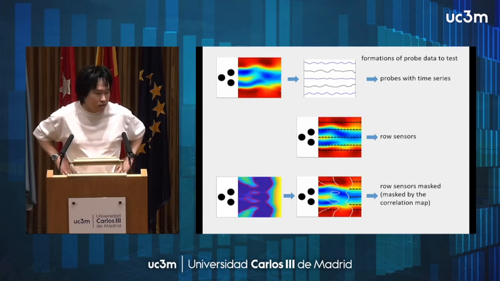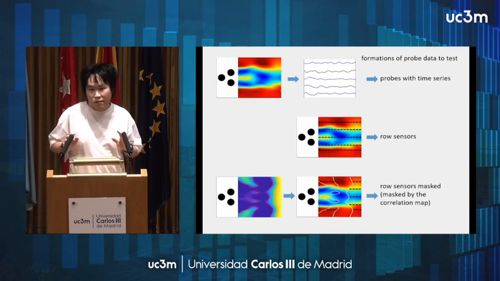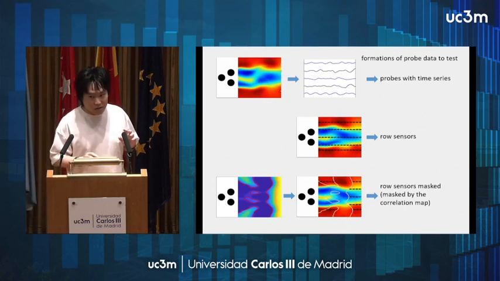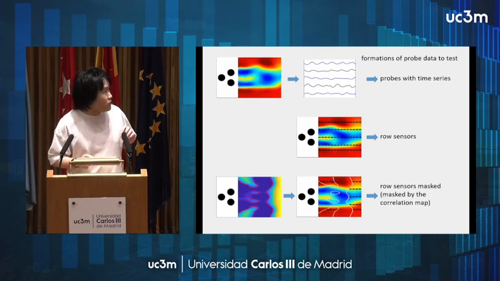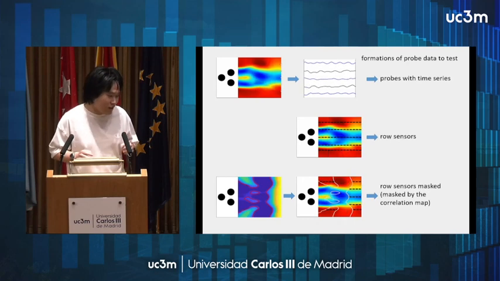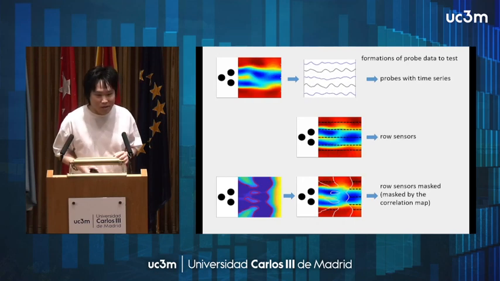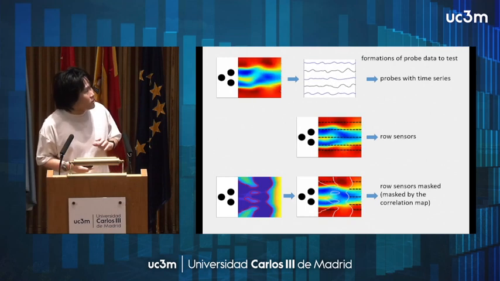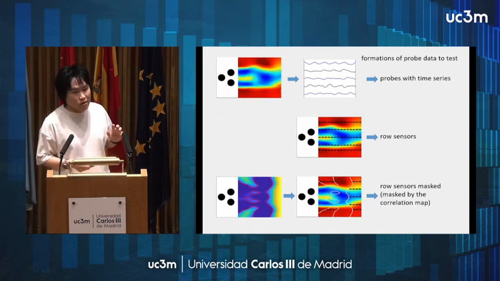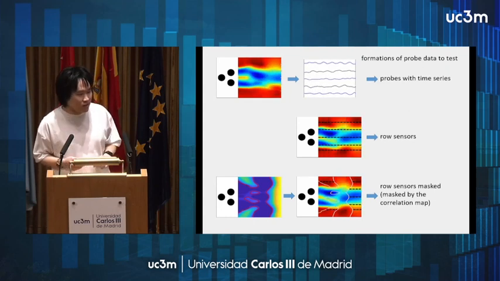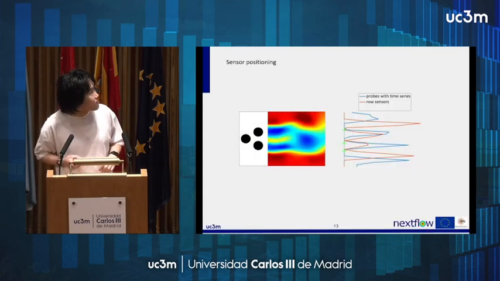And if the turbulence is not quite frozen, the data of the flow loses fidelity before coming to the place of the probes. So we consider masking some part of the raw sensor data, so as to simulate the probe with time series.